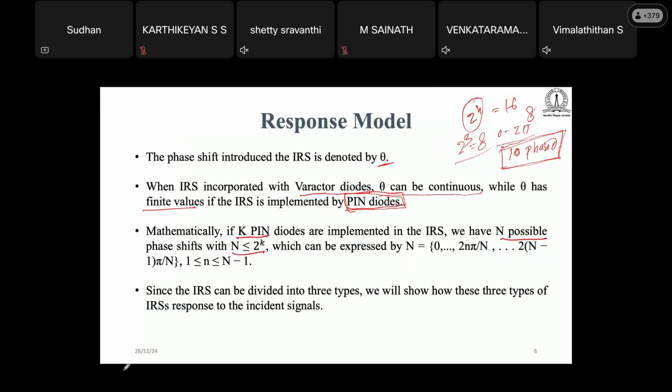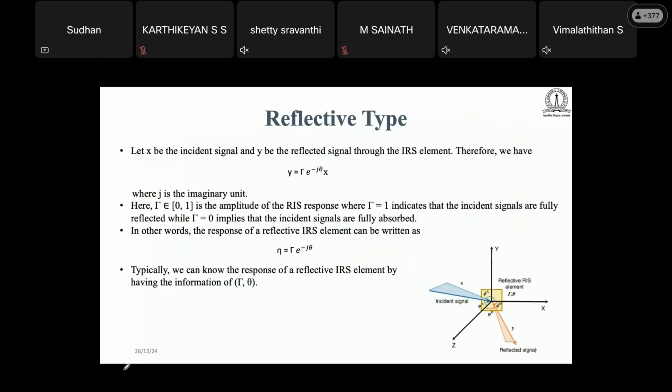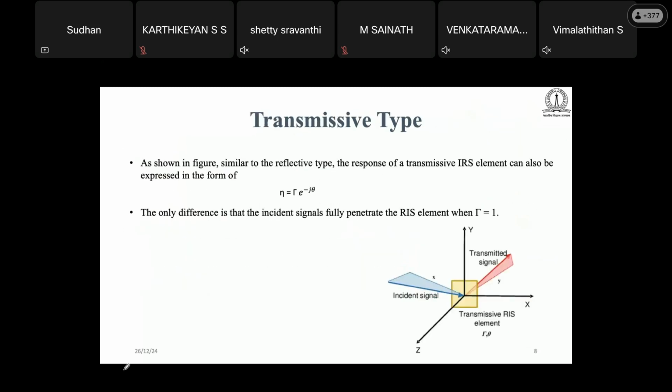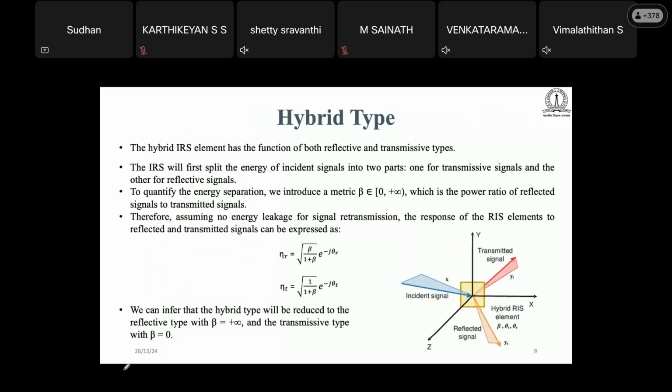So that's why in this case n equal to 10, and it should be less than 2 to the power 4. Okay, and since IRS can be divided into 3 types, we'll show how these 3 types of IRS respond to the incident signal. So 3 types, I mean, there are 3 ways we can divert the signal. One is called the reflecting type, one is called the transmissive type, and the other is called the hybrid type.